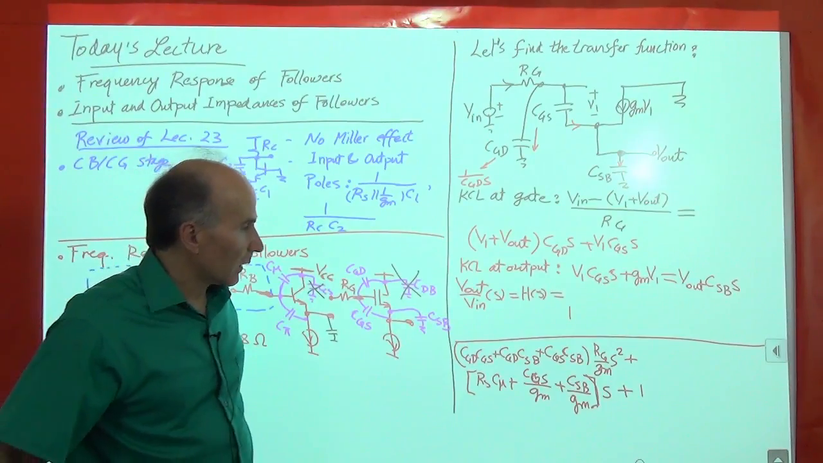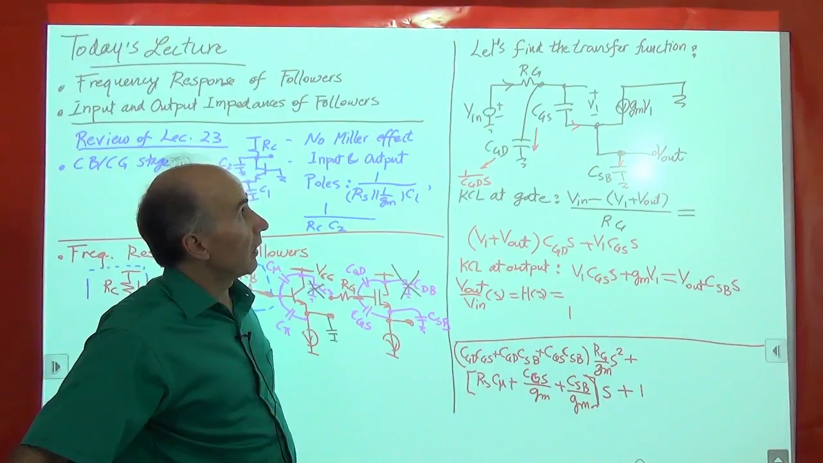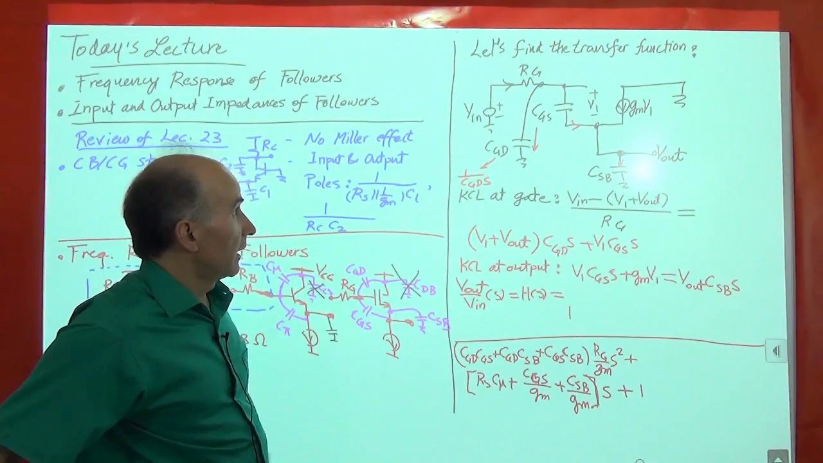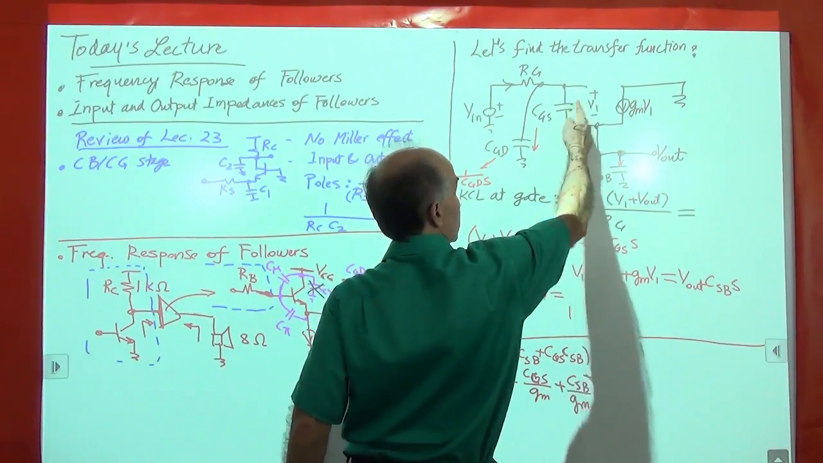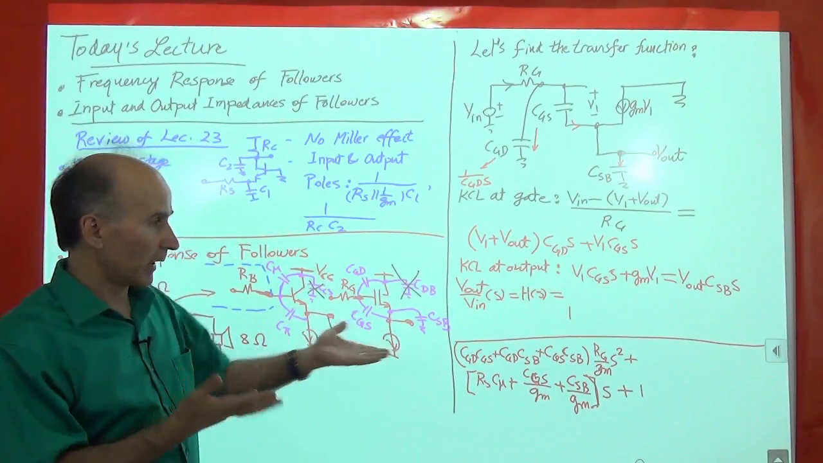So this is the transfer function of the source follower. For the emitter follower, it's a little more complicated because there we also have Rpi, right? Here we don't have Rpi, Rpi is infinity. But anyway, it gives you an idea.